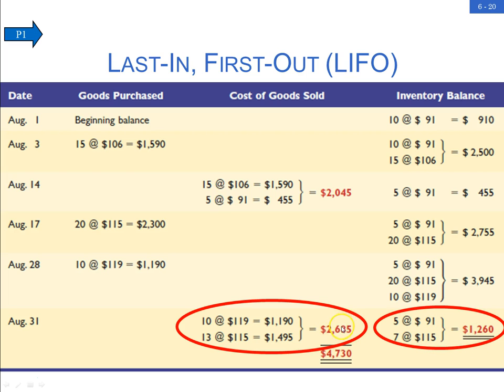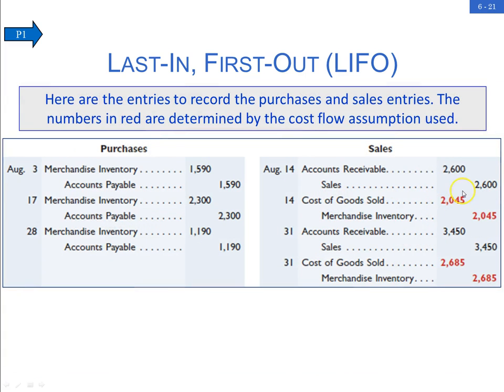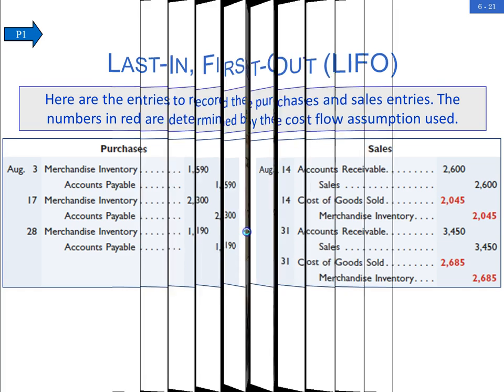And these are the numbers that we'll plug right into our journal entries. This cost of goods sold from August 31st and cost of goods sold from August 14th, which I'll show you here. August 14th cost of goods sold and reduction to merchandise inventory, and August 31st, which comes straight there. Everything else, of course, remains the same.